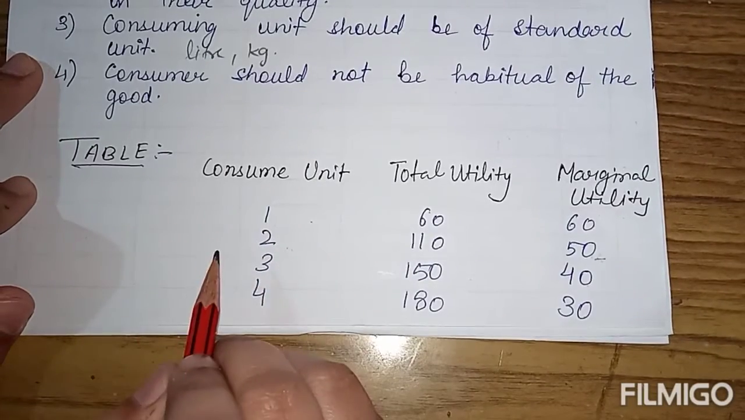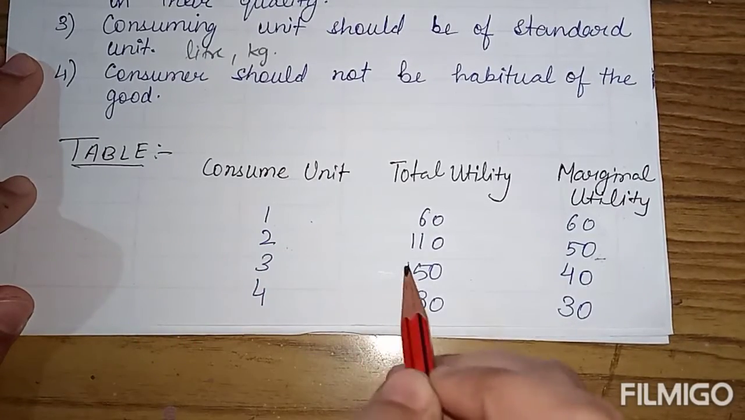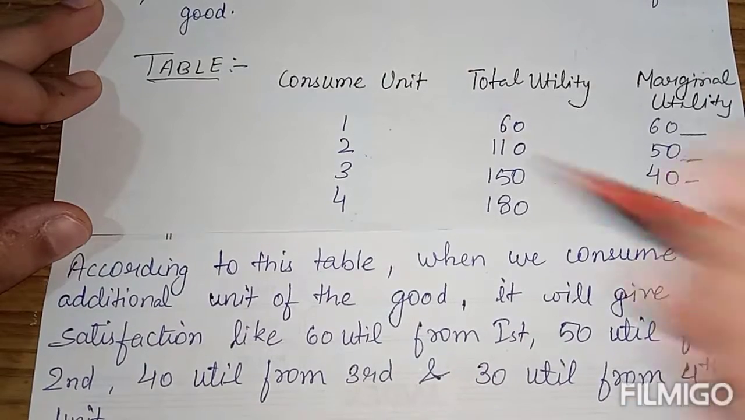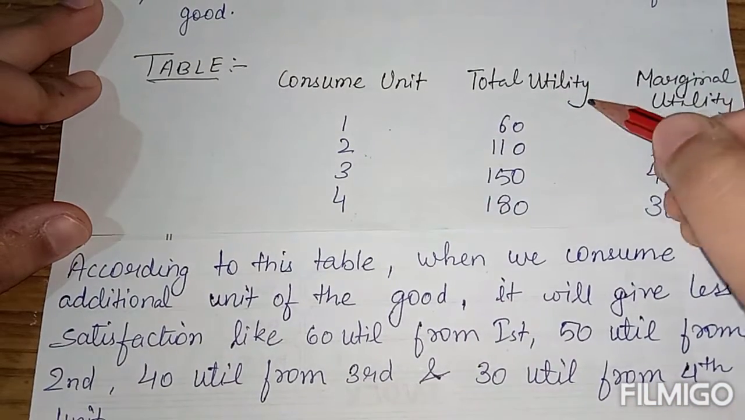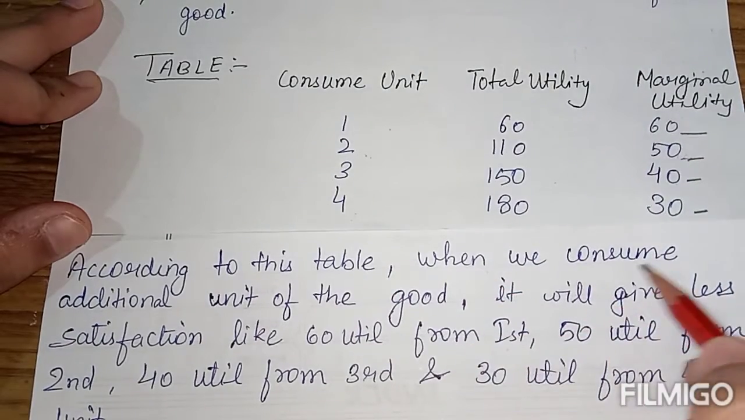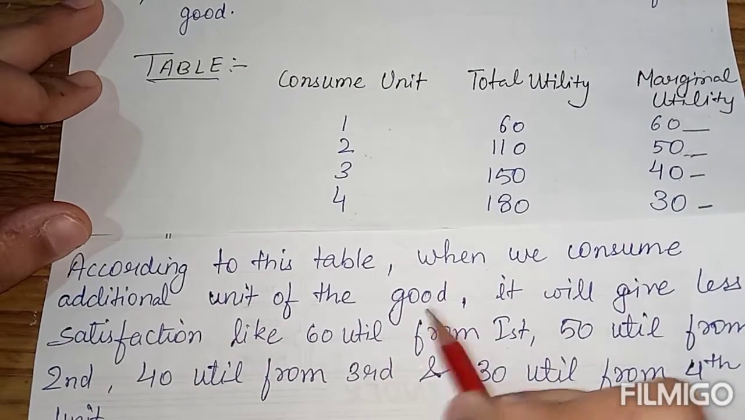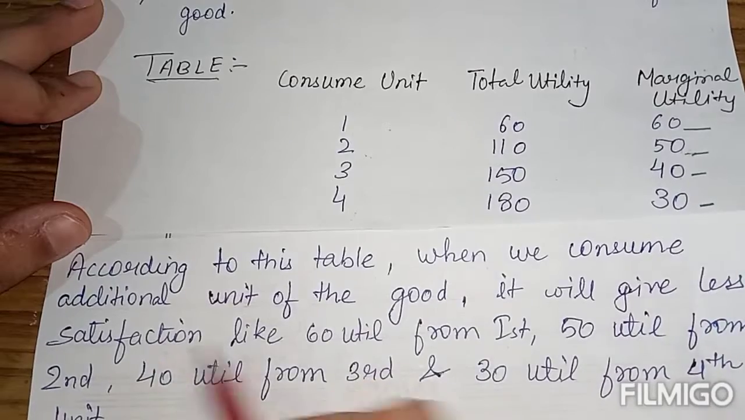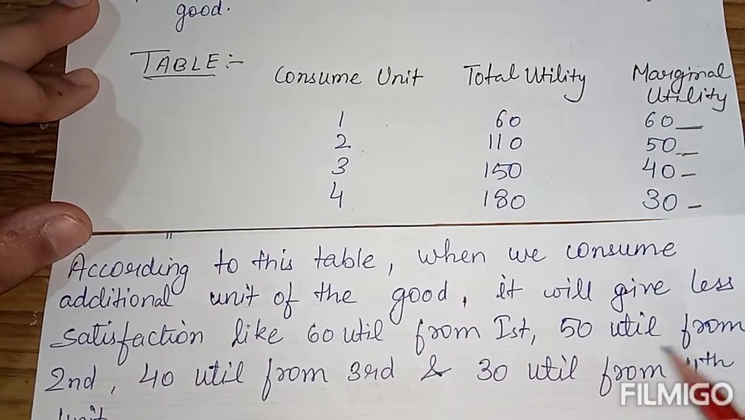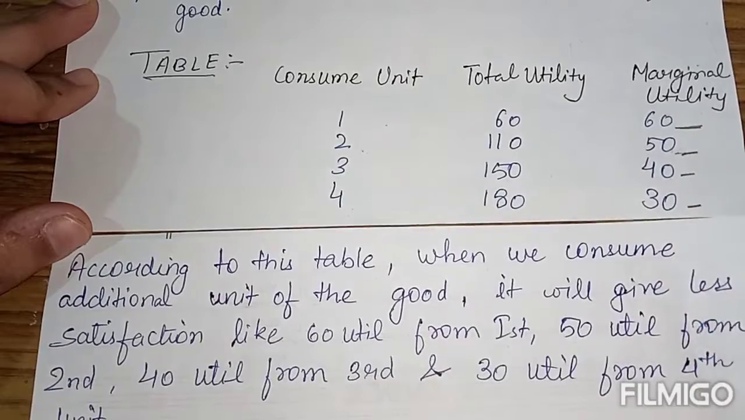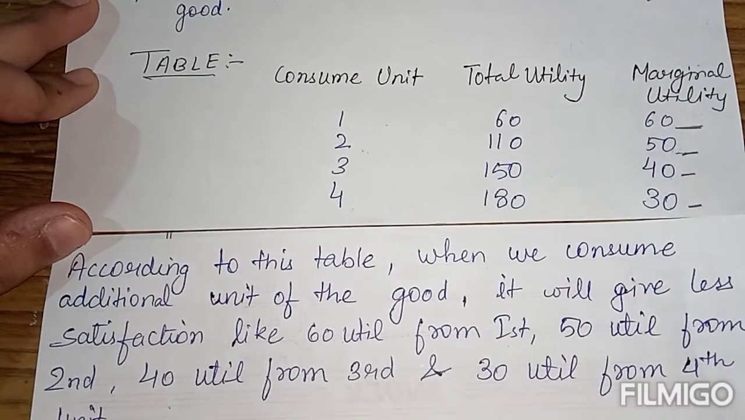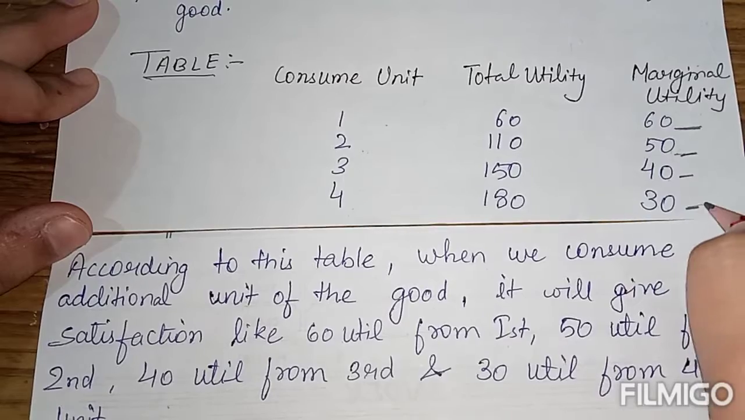Now we will understand the law of diminishing marginal utility through a table. In this table, the consumer is consuming 4 units and we have given the total utility and marginal utility. According to this table, when we consume an additional unit of the good, it will give less satisfaction, like 60 utils from the first, 50 utils from the second unit, 40 utils from the third, and 30 utils from the fourth unit.